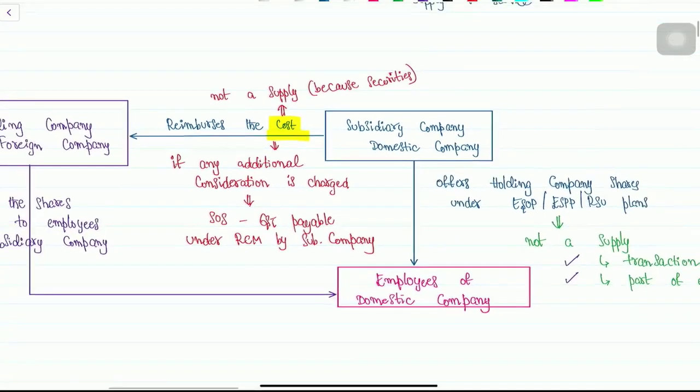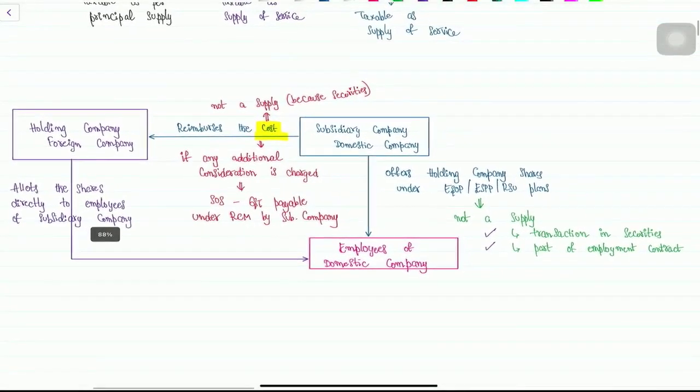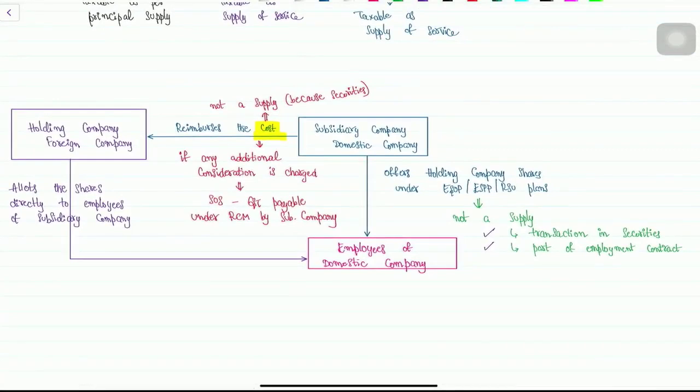You can just take the screenshot of the notes. So with this, we are done with this amendment as well.